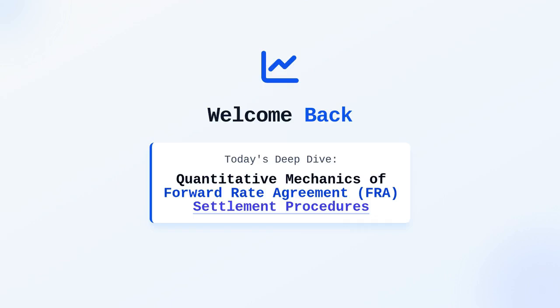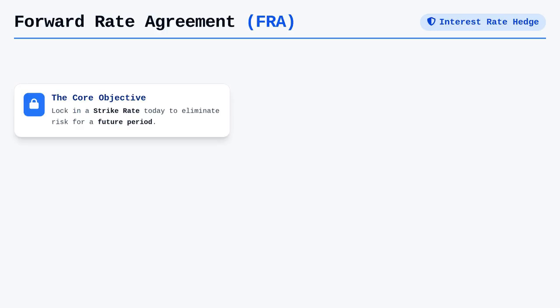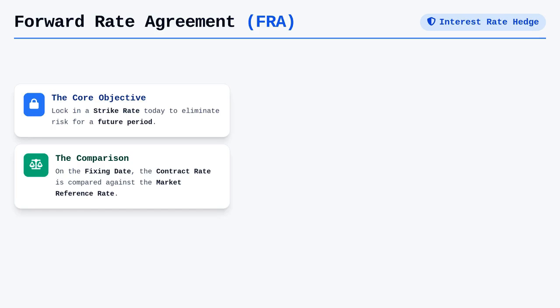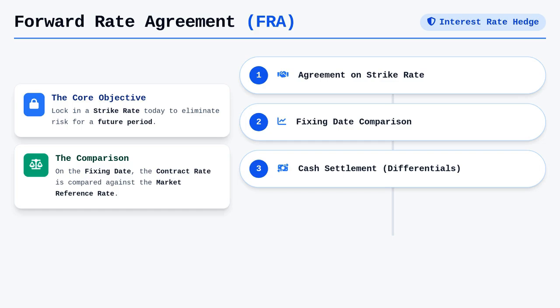Welcome back. Today we are going to unpack the quantitative mechanics behind forward rate agreement settlement procedures. A forward rate agreement, or FRA, is a derivative instrument that hedges against interest rate risk by locking in an interest rate for a future period. On the fixing date, the parties involved compare the agreed contract rate, often called the strike rate, against the prevailing market reference rate for that specific tenor. If the fixing rate deviates from the contract rate, a cash settlement is required to compensate the party who would have otherwise lost out due to the movement in market interest rates.